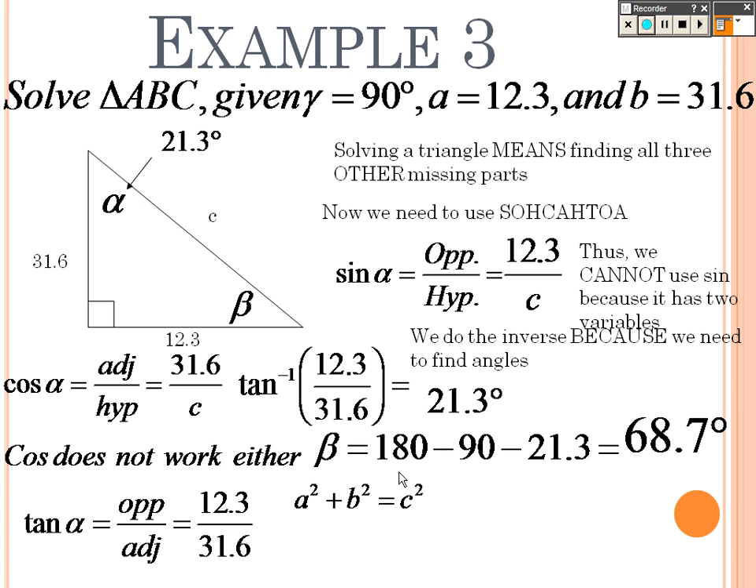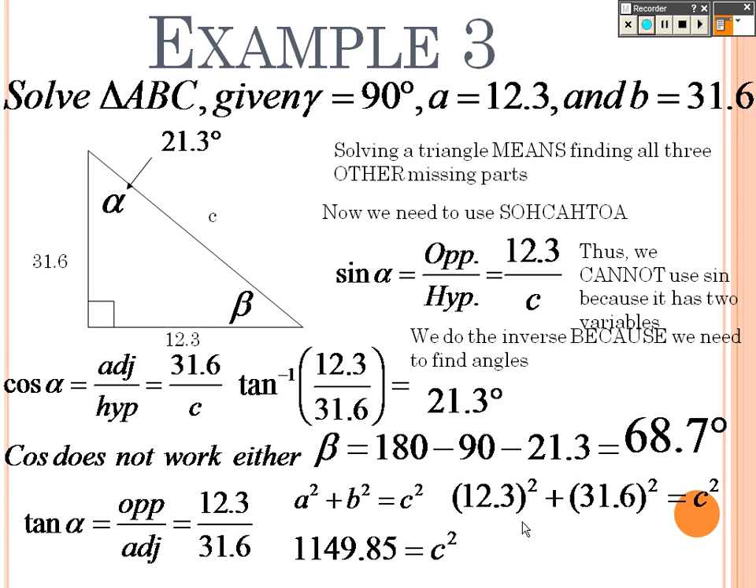And like I said, I can do the Pythagorean theorem. I know that this is A and this is B, so it's 12.3 squared plus 31.6 squared, and that equals C squared. So all of those added together is 1149.85, and that equals C squared.